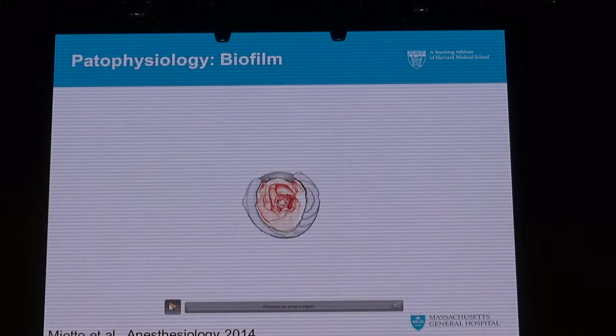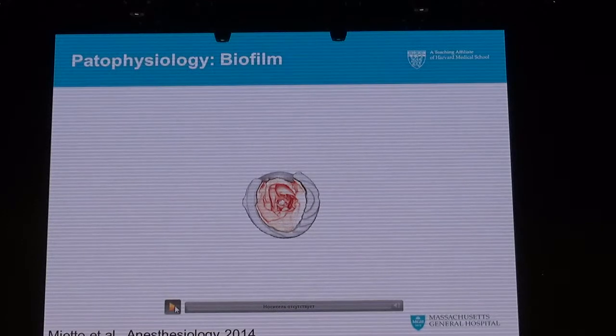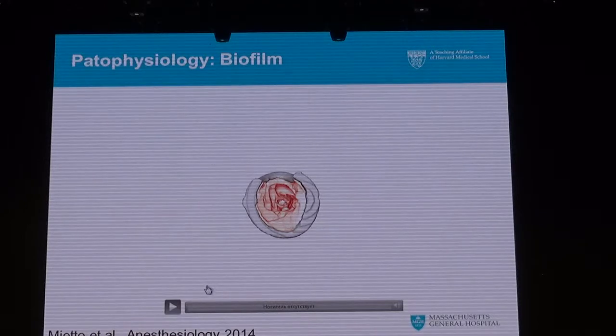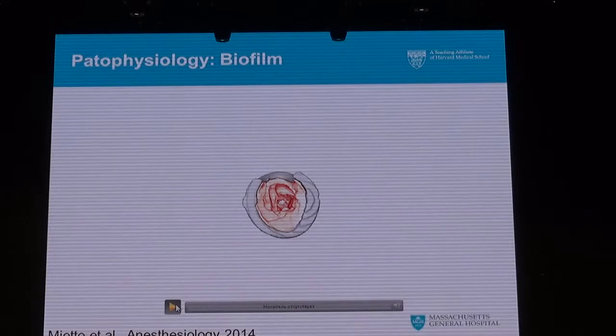Basically what we did was a 3D rebuilding, with CT imaging, of the lumen of the endotracheal tube. And what you see is basically all the Pseudomonas aeruginosa that is building up inside the endotracheal tube.